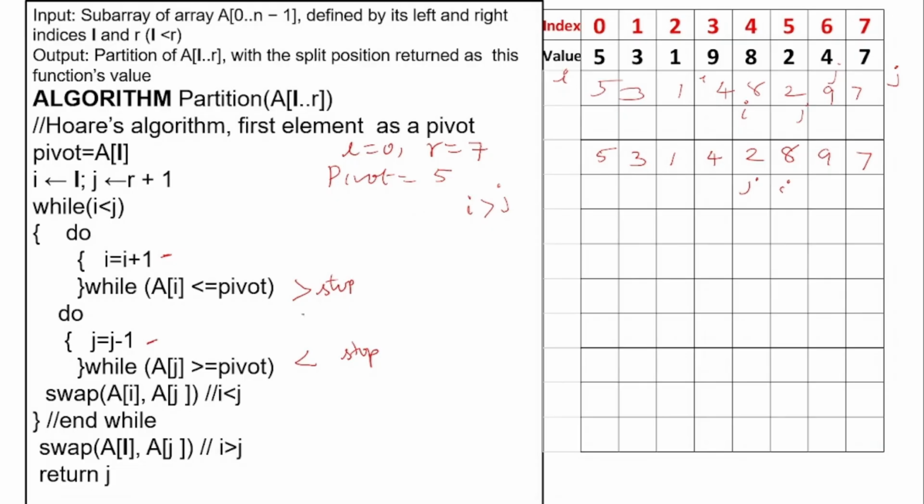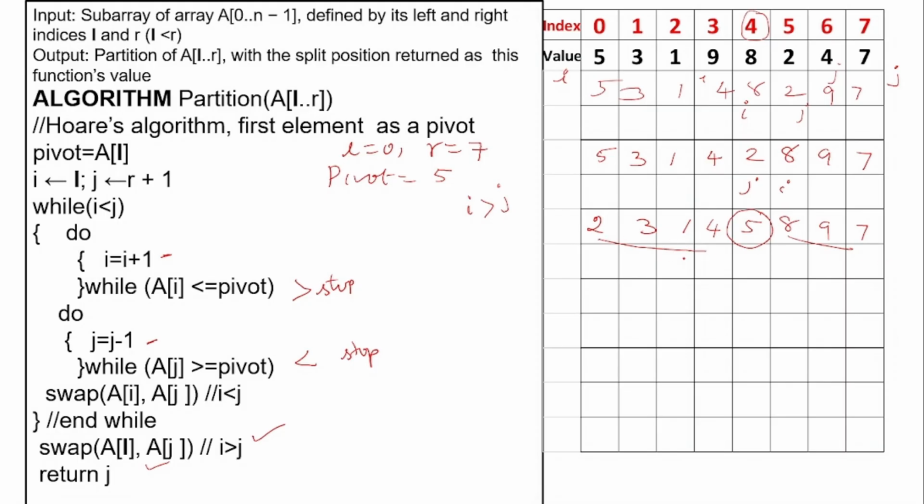So you have to swap the element A of L and A of J. So here A of L is 5, and here it is 2. So 2, 3, 1, 4, 5, 8, 9, 7. Okay, so now 5, the pivot element, has got its appropriate position. The index returned is J. So here J is 4, it will return 4. So this is one subarray and this is another subarray. We have to sort this and sort 8, 9, 7.